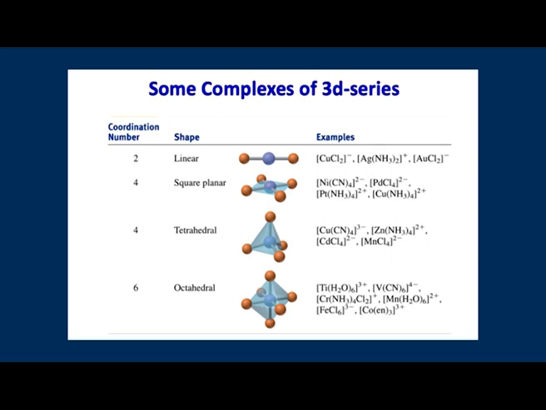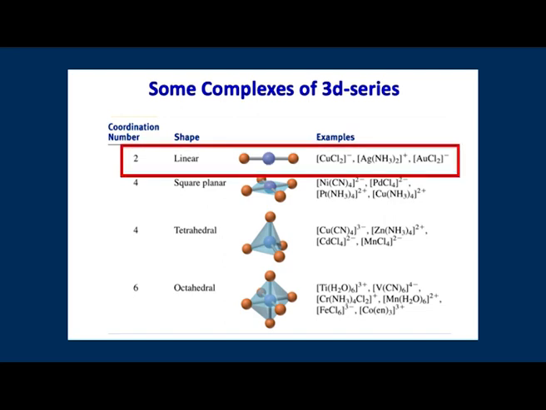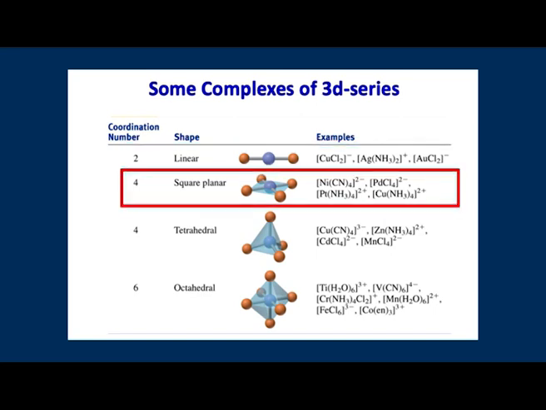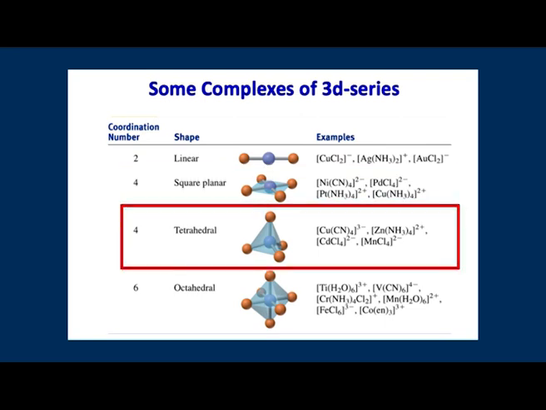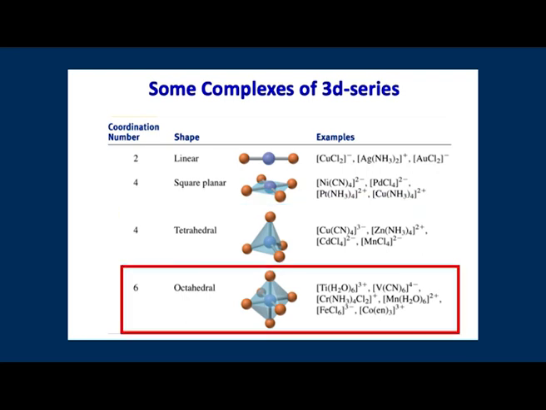Some typical examples are also there. For instance, CuCl2 minus, Ag(NH3)2 plus and AuCl2 minus are linear shaped molecules. Ni(CN)4 2 minus, its IUPAC name tetracyanonickelate(II), is a coordination complex that exhibits square planar geometry. Then CdCl4 2 minus, MnCl4 2 minus, etc., with the same coordination number, exhibit tetrahedral geometry. So, for coordination number 4, there are 2 common possible geometries, square planar and tetrahedral.